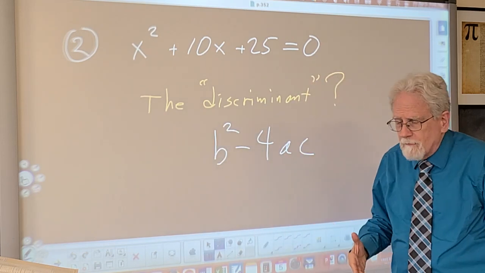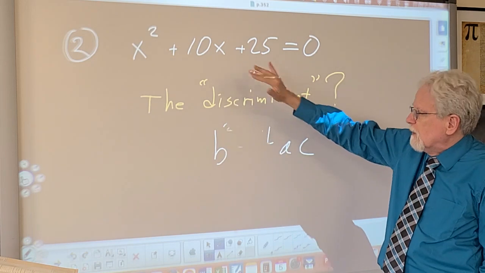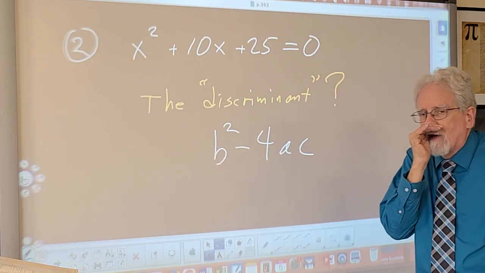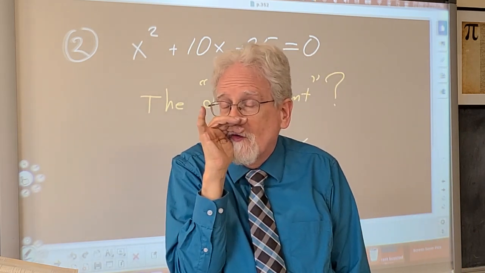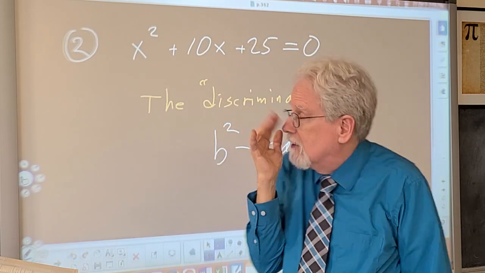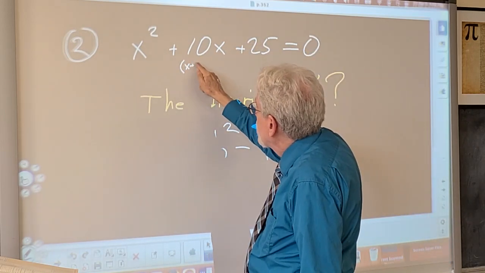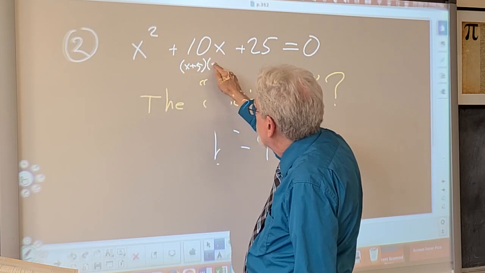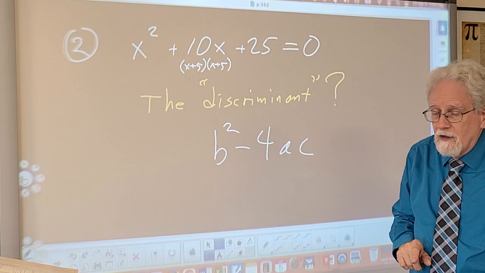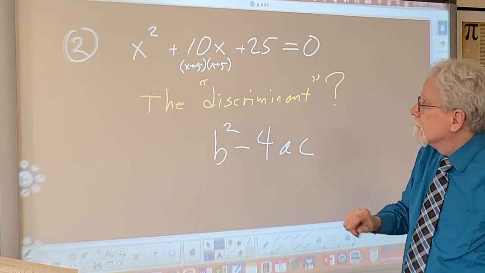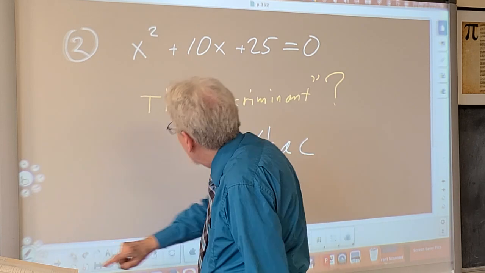We use the discriminant to find out how many and what kind of solutions this would have if we were to find the solutions. By the way, a quick glance at that equation says it would be so easy to factor. In fact, factoring it would be x plus 5 times x plus 5. So the solutions will be just negative 5. But we're not supposed to know that. We're going to find the discriminant anyway.